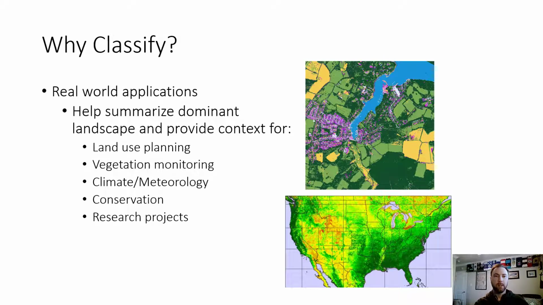So a few real-world applications. Classification helps summarize dominant landscape forms and provide context for land use planning, vegetation monitoring, climate meteorology, conservation, and research projects. So at its most simplistic application, image classification helps us see what exists on the ground. And then beyond that, we can compare what exists today to what existed at some point in the past. We could take a snapshot of today and look back on today in the future and compare future values. So image classification helps us basically assign a numerical value to the state of the surface based off of its spectral signature.